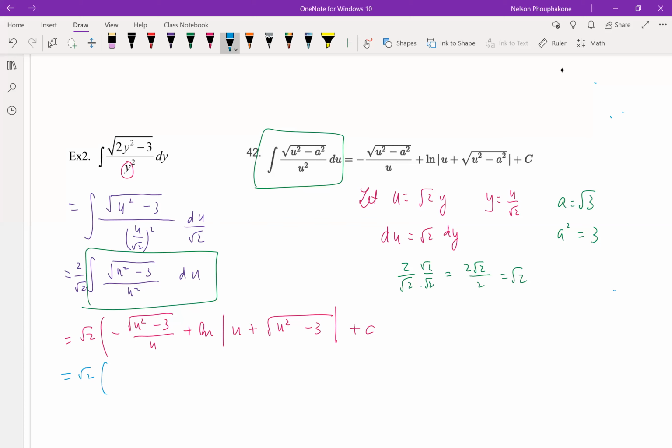Okay, then I will have negative square root of 2y squared minus 3 over root 2y plus natural log of root 2y plus square root of 2y squared minus 3 plus c.